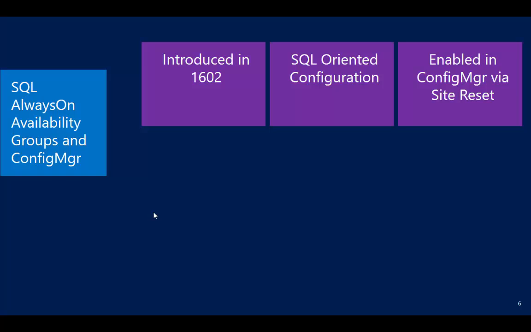So again, this support for SQL Always On availability groups in Config Manager was introduced in Current Branch version 1602. It is a configuration that is done in SQL, so there's really only one thing that you need to do in Config Manager itself, and that's done by a site reset to switch the database from the dedicated SQL server to the new virtual instance, as you get going.